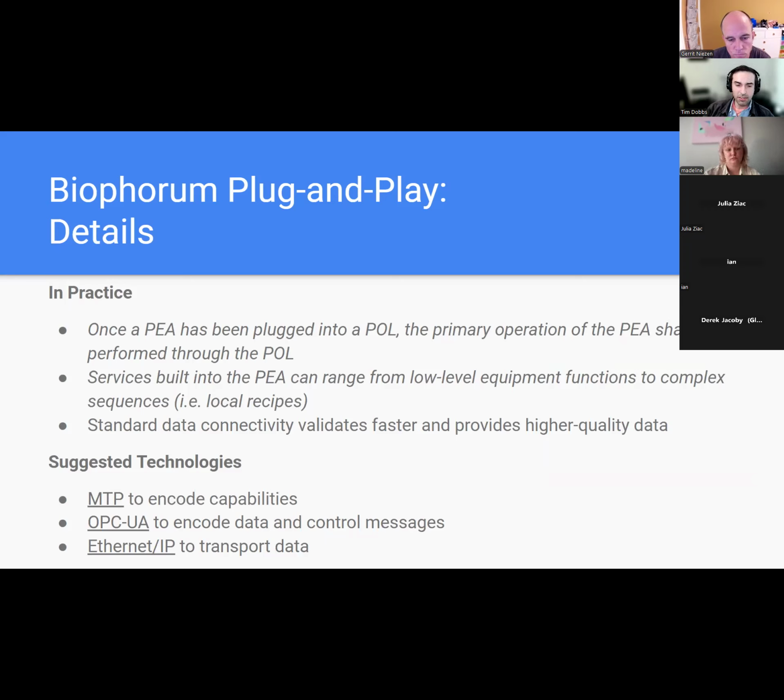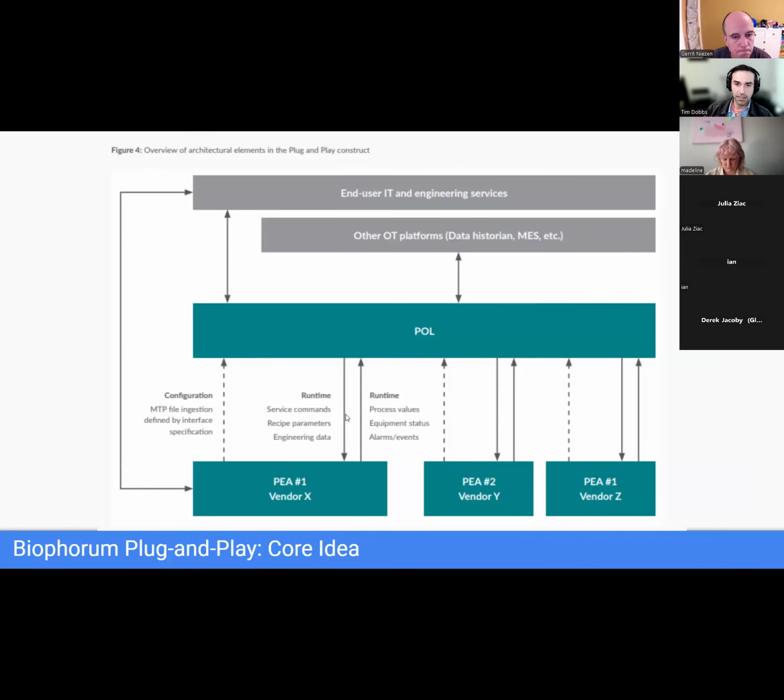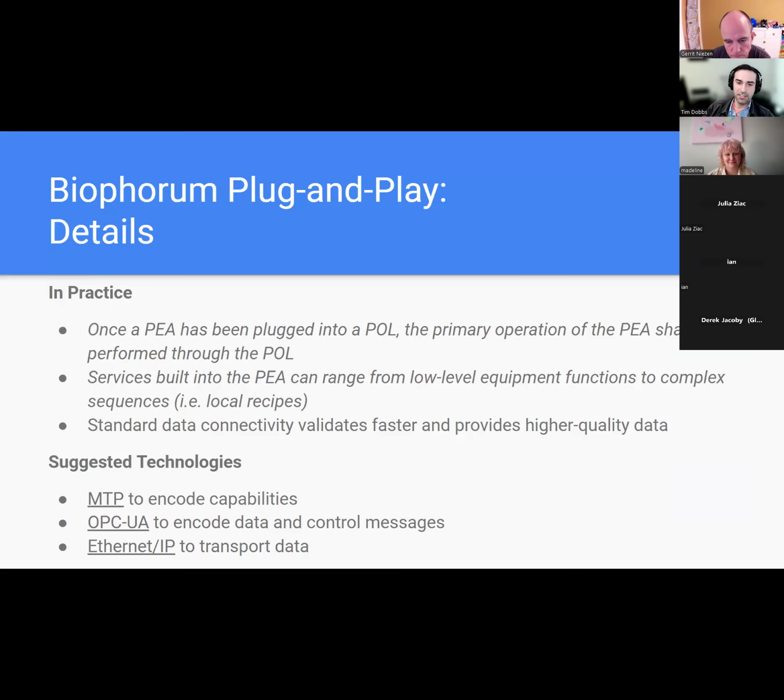What they're trying to say here is that if you do all your data in a standardized way, so if I go back to my architecture, you can see the POL is sending all of this data in green, standardized, up to what they say are other OT platforms, or operational technology, like a data historian. So you're tracking all of this data. The compelling thing they say in the paper is that if that data is getting into that database in a consistent way across all users of this standard, then it gets much easier to validate.